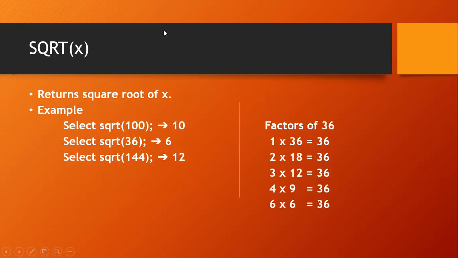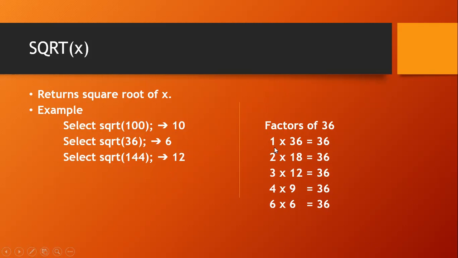SQRT returns the square root of x. Select SQRT of 100. It will return 10 as the output. Select SQRT of 36. It returns the output as 6. Select SQRT of 144. It returns the output as 12.